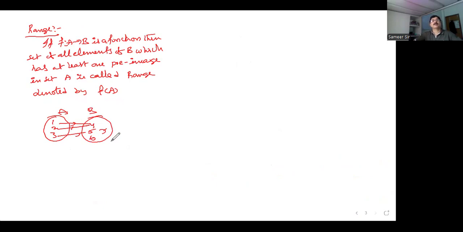Right. A to B is a function, and the set of all elements of B which have at least one pre-image in set A. That means very clearly what I'm saying here.